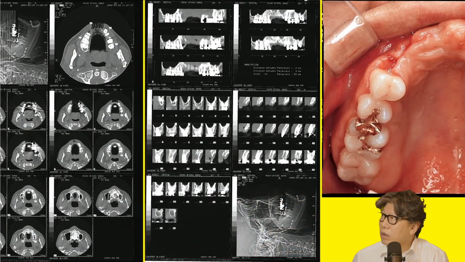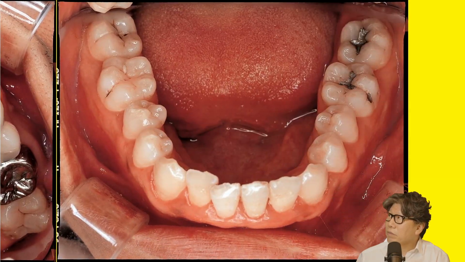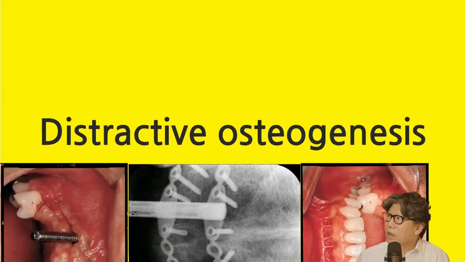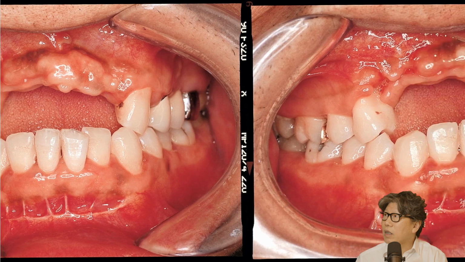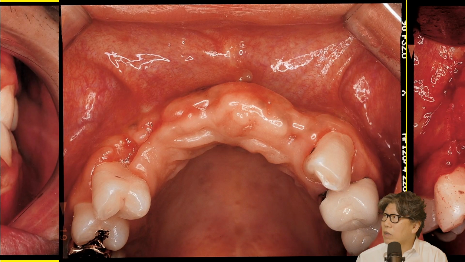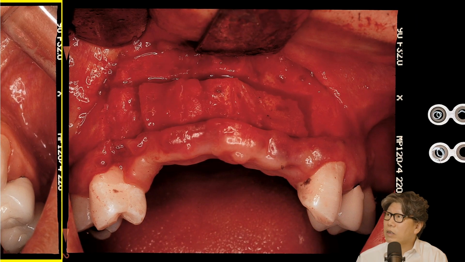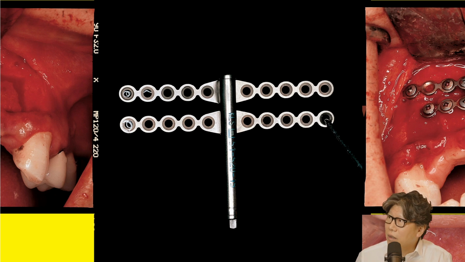He doesn't have a premaxilla anyway, so it's kind of like this. So I explained to him, let's try distractive osteogenesis. So I said, let's try this. So I prepped it, and now I'm going to take a microsaw and cut it like this. And I think this is from Martin. It's a little old. I think they still have some in stock somewhere. But anyway, this was quite expensive.